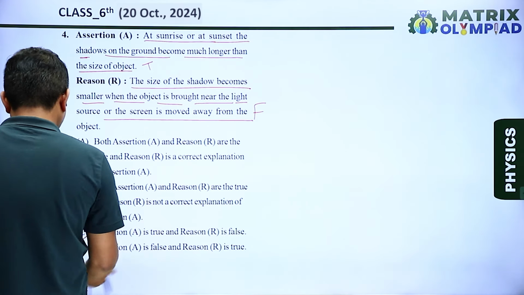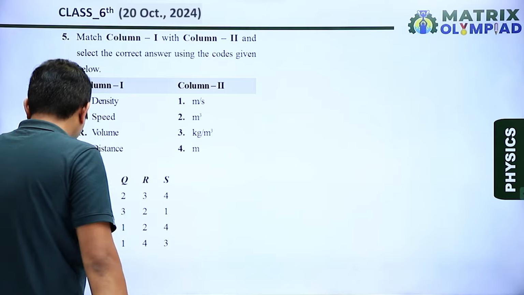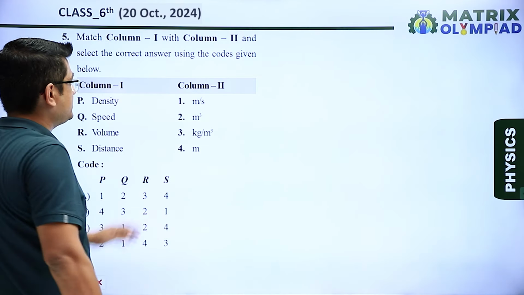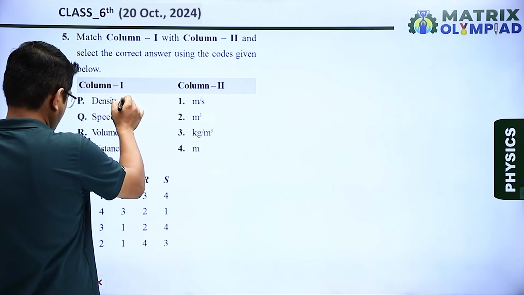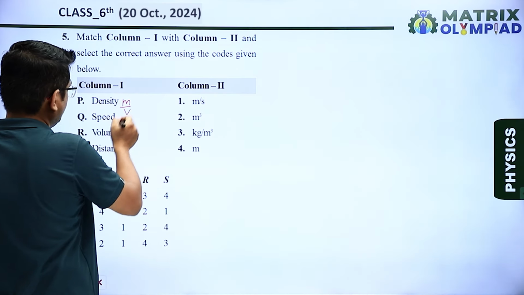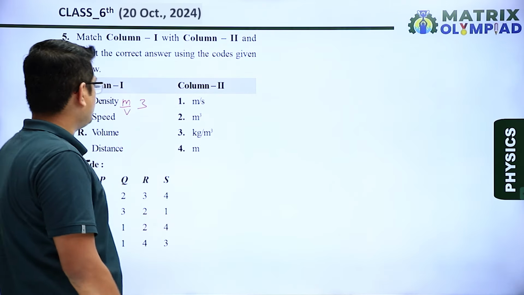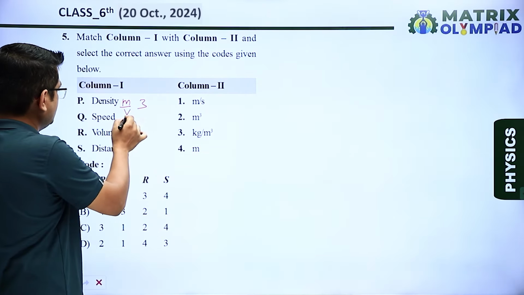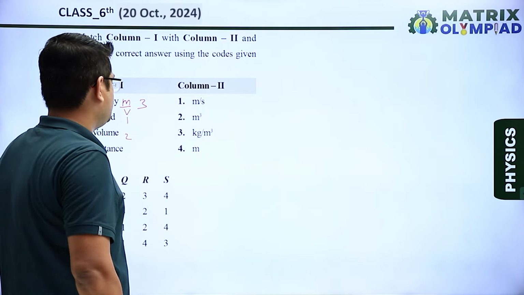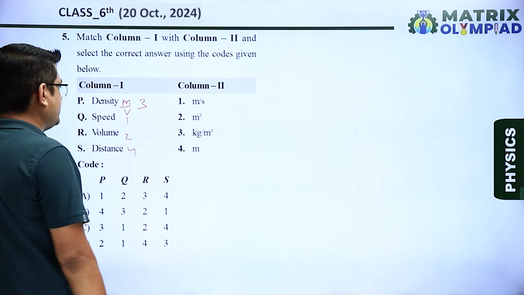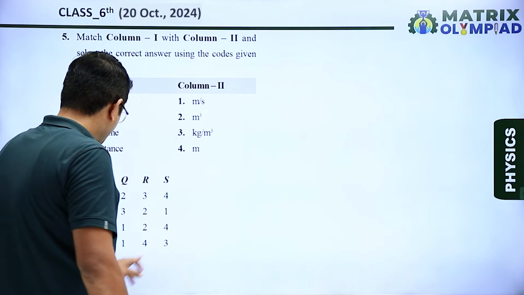Next question, question number 5. Match the following, column 1 with column 2. In the first column some physical quantities are given, in the second column their units are given. For density we know that density is equal to mass upon volume, so it becomes kg per meter cube, that means 3. The unit of speed is meter per second, so I will write 1. Volume is meter cube, so for R I will write 2. Distance is measured in meters, so I will write 4. So the correct code is 3124, that means option C is our correct answer.